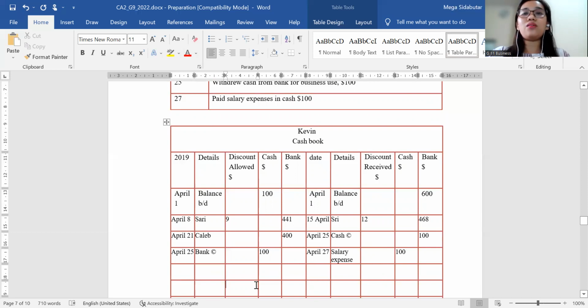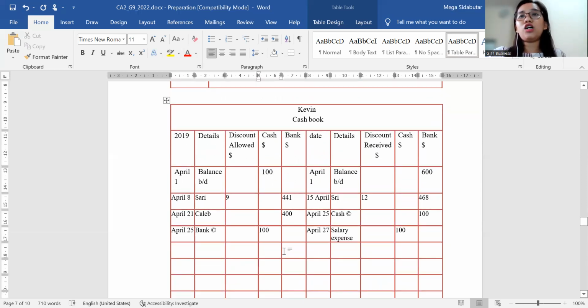Now we are finding all the total debit and credit, the balance brought down and balance carried down. Let's start from the cash side. If we see, the cash debit side is much bigger, so we put 200 on both sides, and 200 minus 100 will be 100. The remaining money that we have will be balance carried down on April 30. And then on the 1st of May, that will be 100 cash.